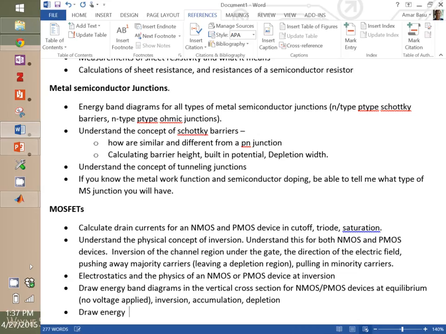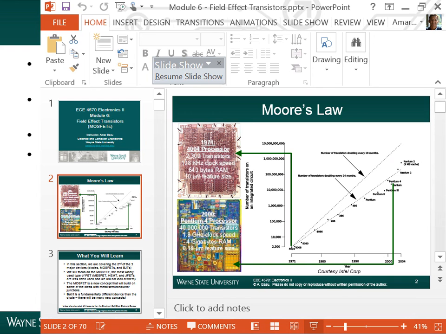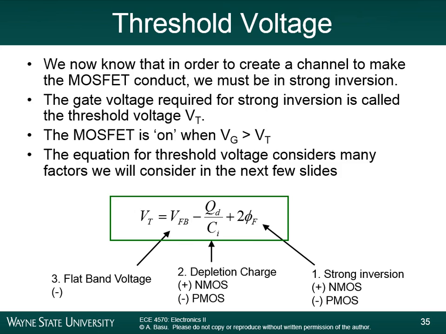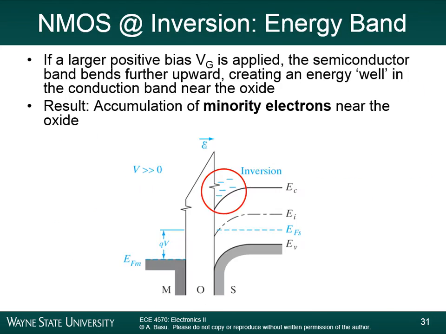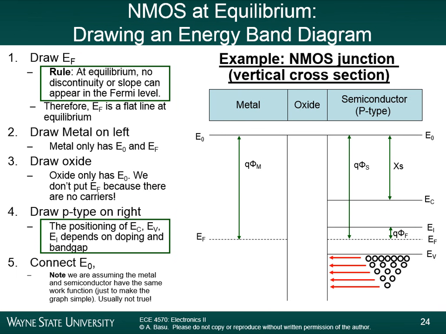So these were the energy band diagrams in the vertical cross-section. And we also have the energy band diagrams in the horizontal cross-section for an NMOS or PMOS device at cutoff, triode, or saturation. So let's go over real quick the differences between the two. These were the energy band diagrams in the vertical cross-section, so going from the metal to the oxide to the semiconductor.